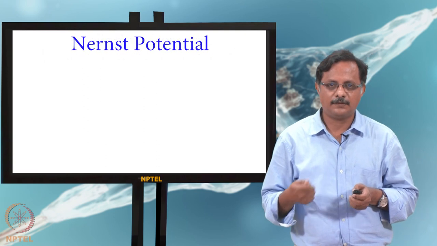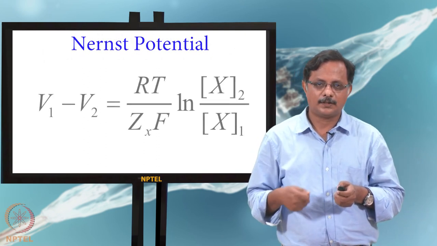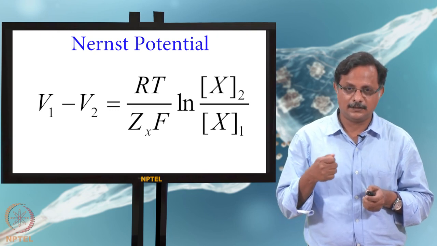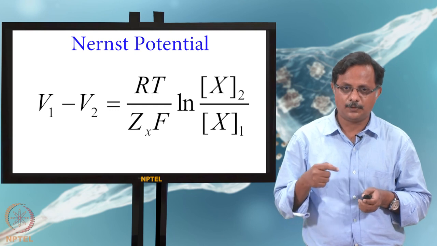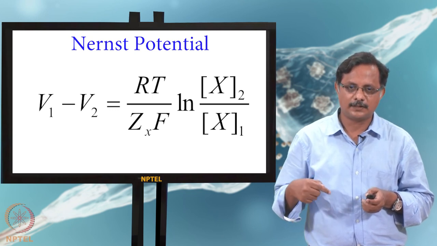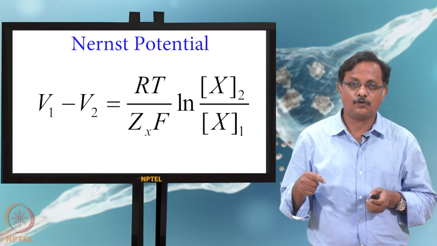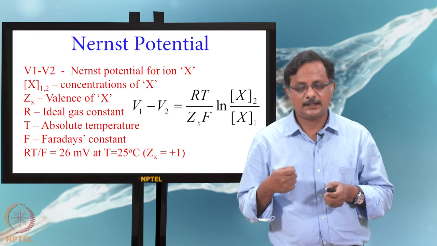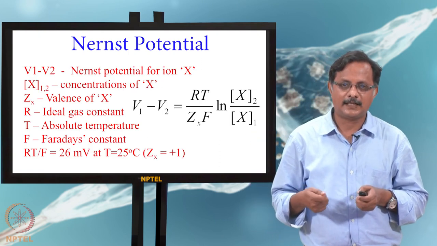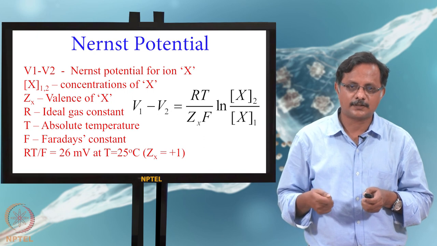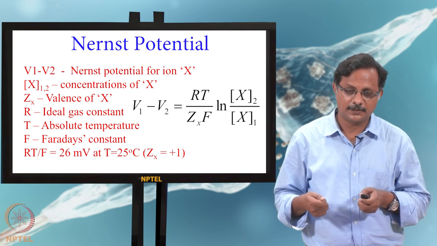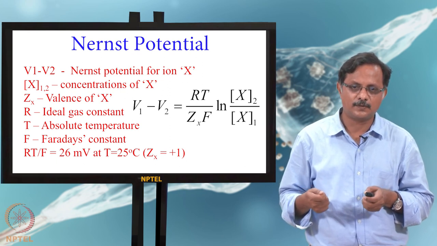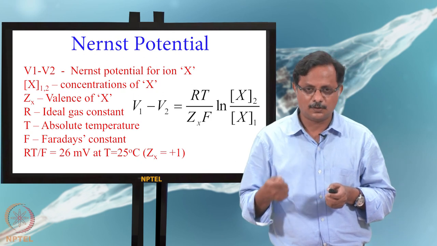It is calculated by a formula called the Nernst potential. This formula gives the relationship between the concentrations of the ion that we are interested in, in this case potassium, the ratio of the concentrations between the two compartments, and the voltage difference between the two compartments. In this formula, on the right side you have capital R, which is the ideal gas constant, then capital T, which is absolute temperature, then Zx, which is the valence of the ion. For example, sodium has a valence of plus 1, potassium has a valence of plus 1, and so forth.